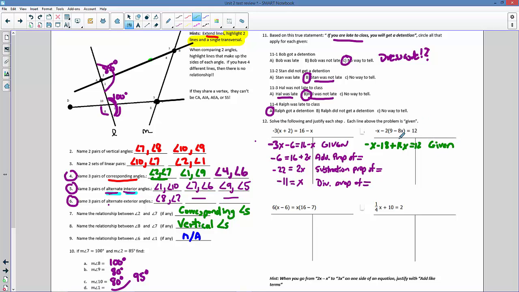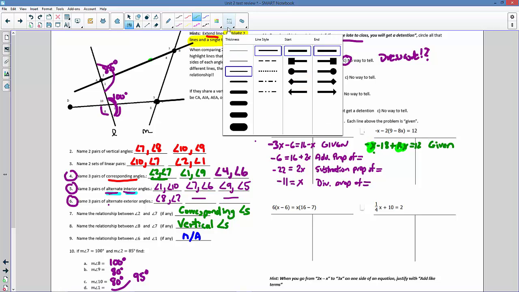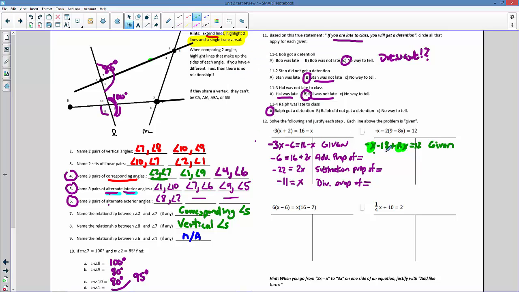Okay, now we're going to do something we haven't done before, although we did talk about it in class. We're going to add the negative x. These are like terms, right? So negative x and the positive 16x. See, we're not adding it to both sides. We're only combining two terms on the one side, see? So we're going to get 15x. So this negative 18 comes down. So we're going to get negative 18 plus 15x equals 12.